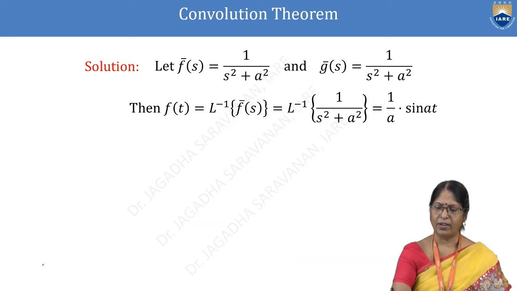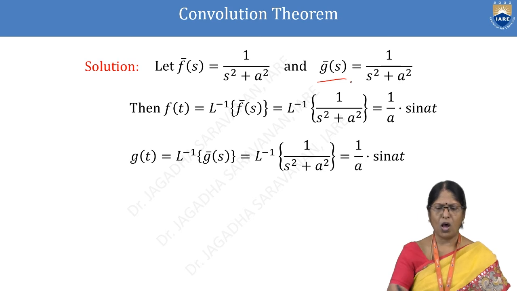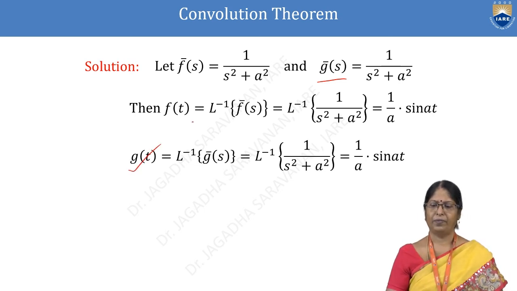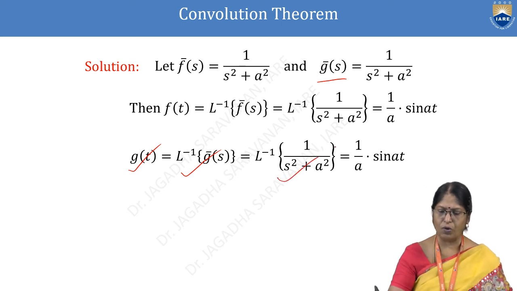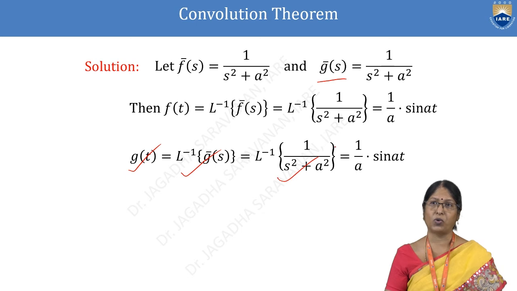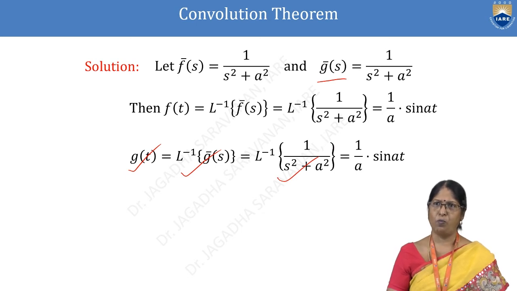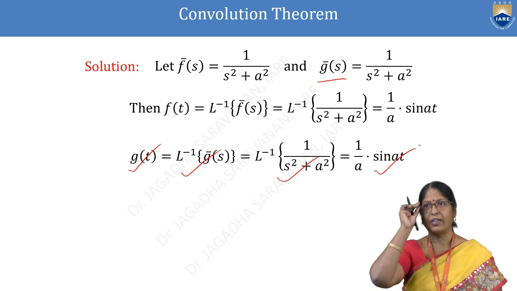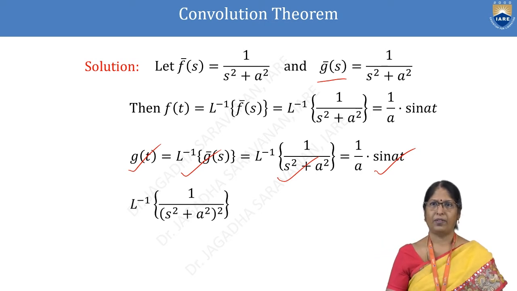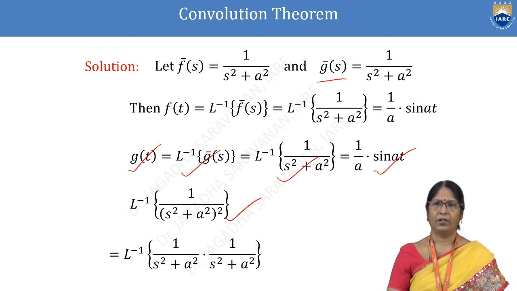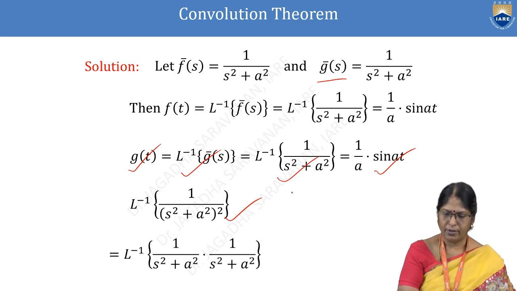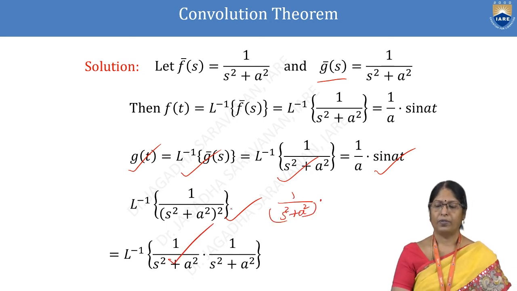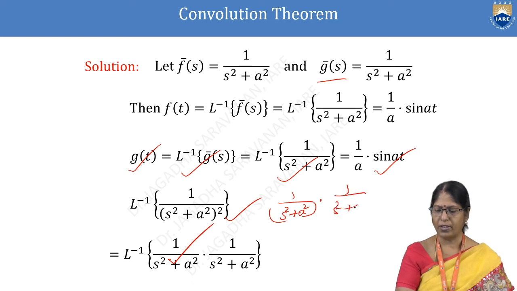Fine. Next, g bar of s. Now g of t is L inverse of g bar of s. Now L inverse of 1 by s square plus a square is the same one, 1 by a into sin at. So this is our given problem, written once again: 1 by s square plus a square into 1 by s square plus a square.